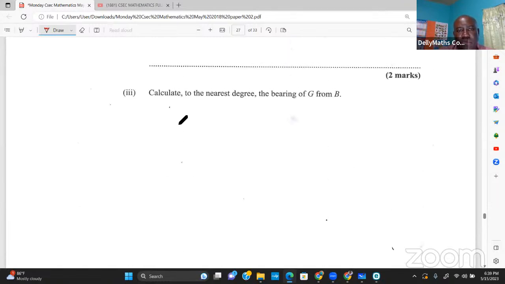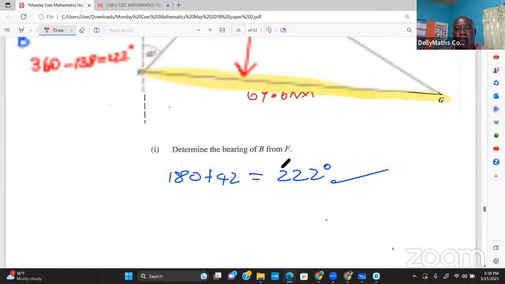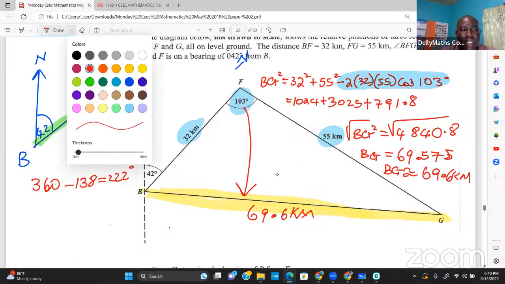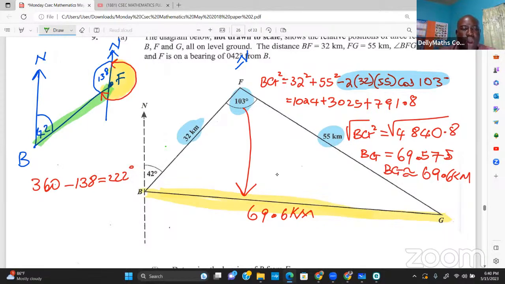Now, the next question says here, calculate to the nearest degree the bearing of G from B. To the nearest degree, the bearing of G from B. Be careful, G, but from B. Okay, so they want me to find, so I'm gonna go at B, and then when I go at B, we're gonna actually go to the north of the point, clockwise motion, until I reach the line that leads to G. So I need all of that angle in green.